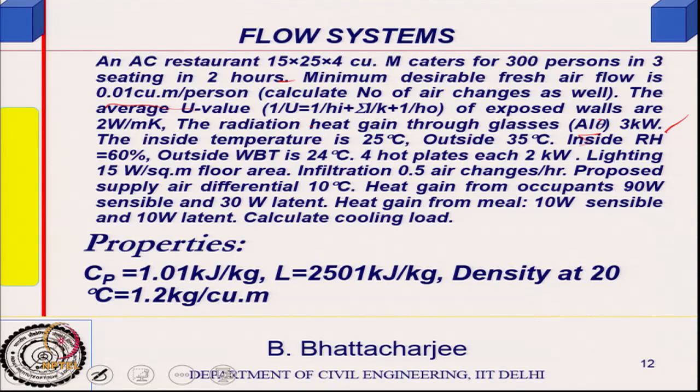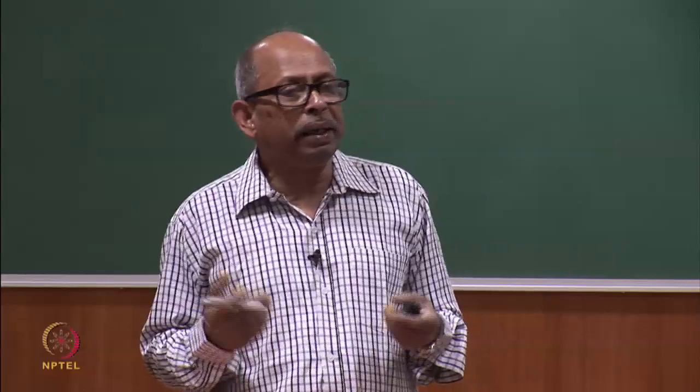The inside temperature is 25 degrees centigrade, outside is 35 degrees centigrade, inside relative humidity is 60%, outside WBT is 24, etc., and you have 4 hot plates, each 2 kilowatt, inside, because it is a restaurant. So, that should be generating heat.